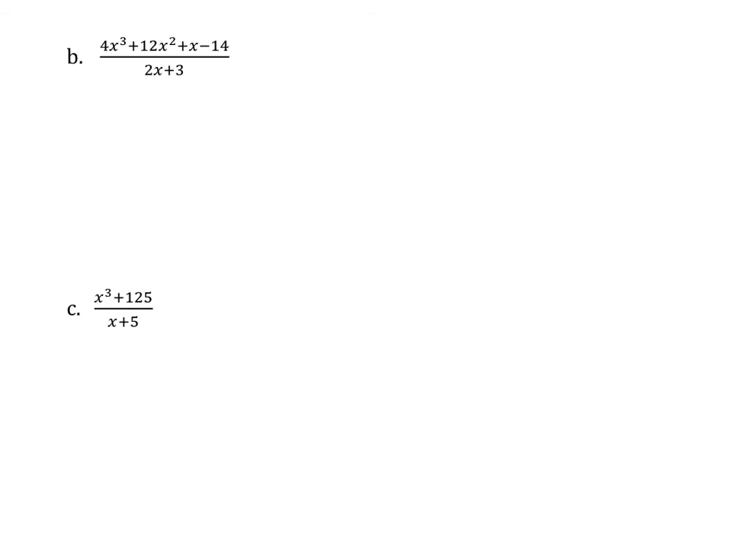Next. Let's do 2 more. Okay, so this B is kind of like a big fat mambo problem. If we can get through B and C, you've got it made. Here we go. The divisor is 2x plus 3. The dividend is 4x cubed plus 12x squared plus x minus 14.